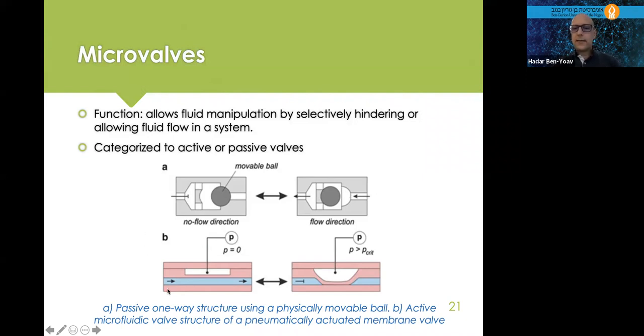The other example is an active microvalve. Remember that we apply pressure or some electrical current. We have the channel here, and a very, very thin membrane on top of it. When we don't apply any pressure, the channel is open. When you apply pressure from the top, the membrane deflects and can now prevent the solution from flowing into the bottom channel.